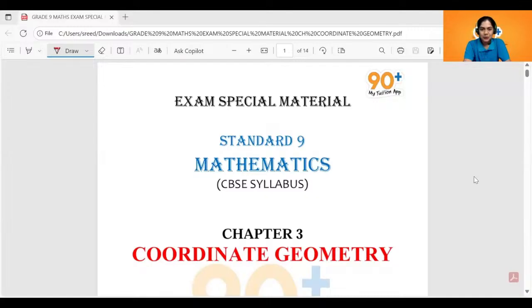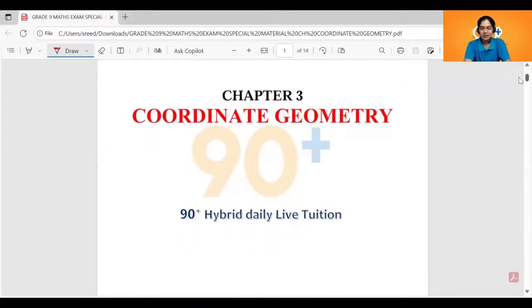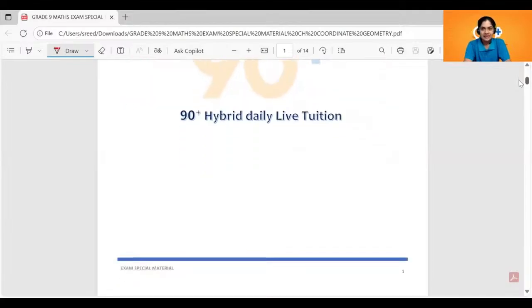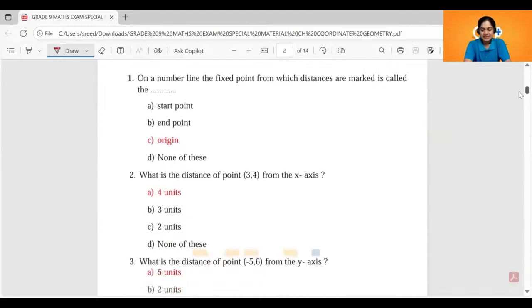All right, so I hope everyone could see the material over here. Exam support material, standard 9, maths, chapter 3, coordinate geometry. Everyone knows that the exam starts with the 1 mark multiple choice questions initially. So let's start in the same way. Here we have the first question.